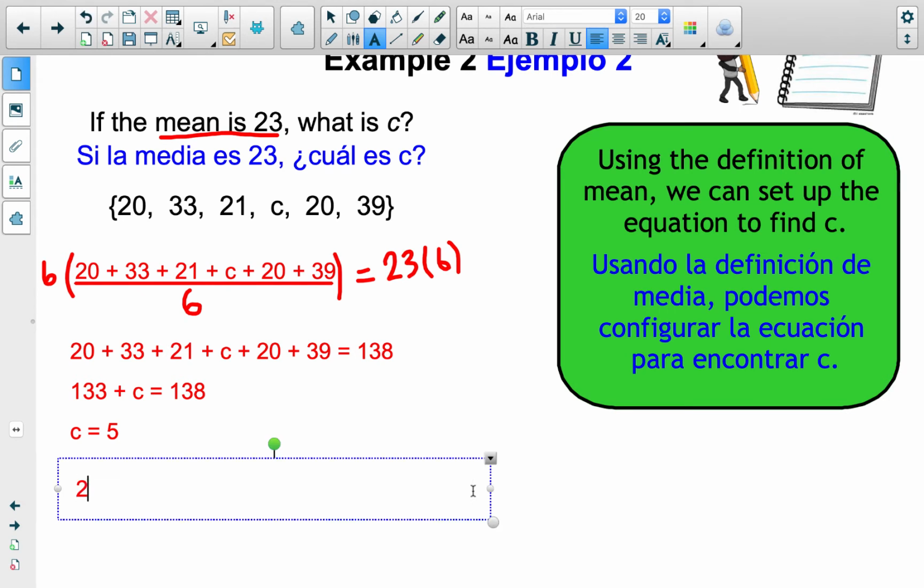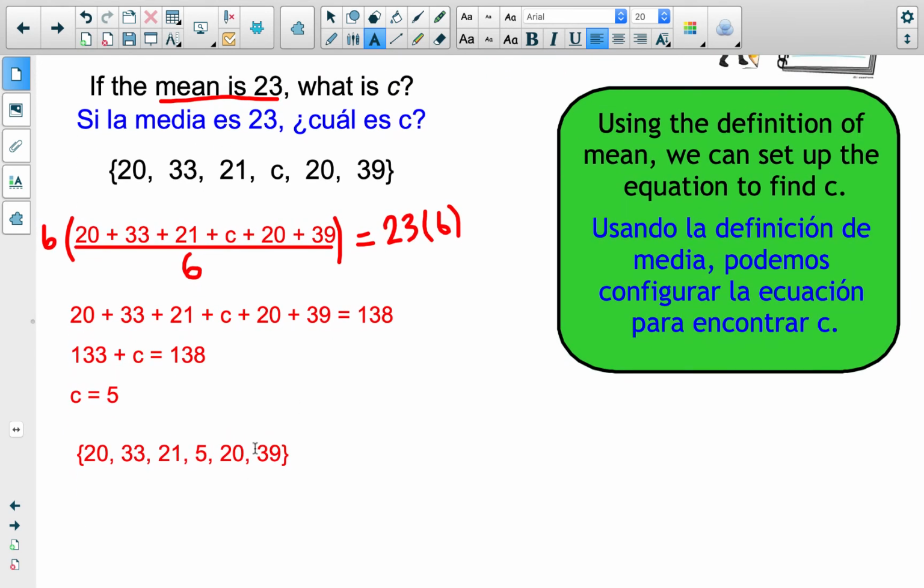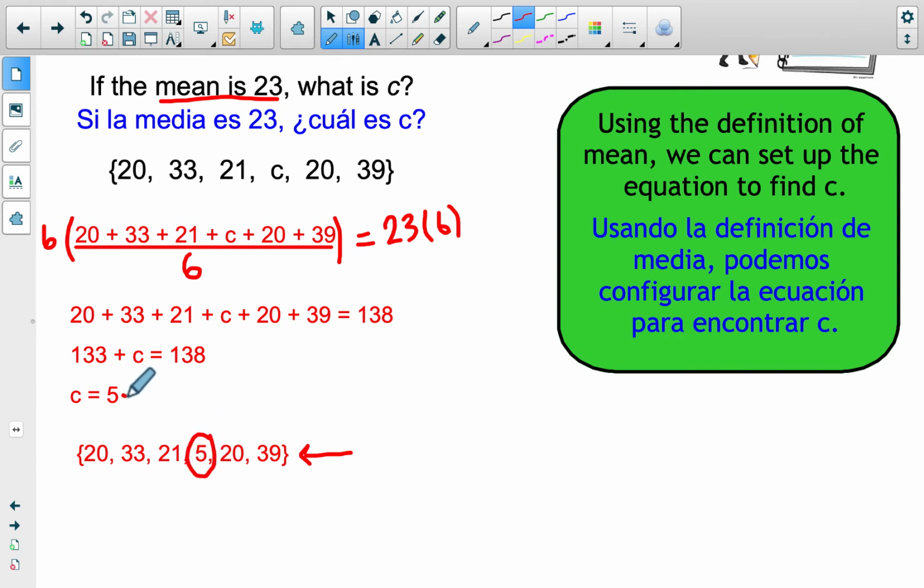So that tells me that this is my data set. Now I'm going to add these little brackets here. You will see these brackets fairly often when you're dealing with mean or average. So this should be my data set. Now I am going to check my answer. Well, how do I do that? The question says the mean is 23, so I'm going to calculate the mean of this and make sure it is 23. I'm going to add all of these up and divide by 6, and I indeed get 23. I just did that on my calculator. So because that is the case, C is 5. That is the correct answer.